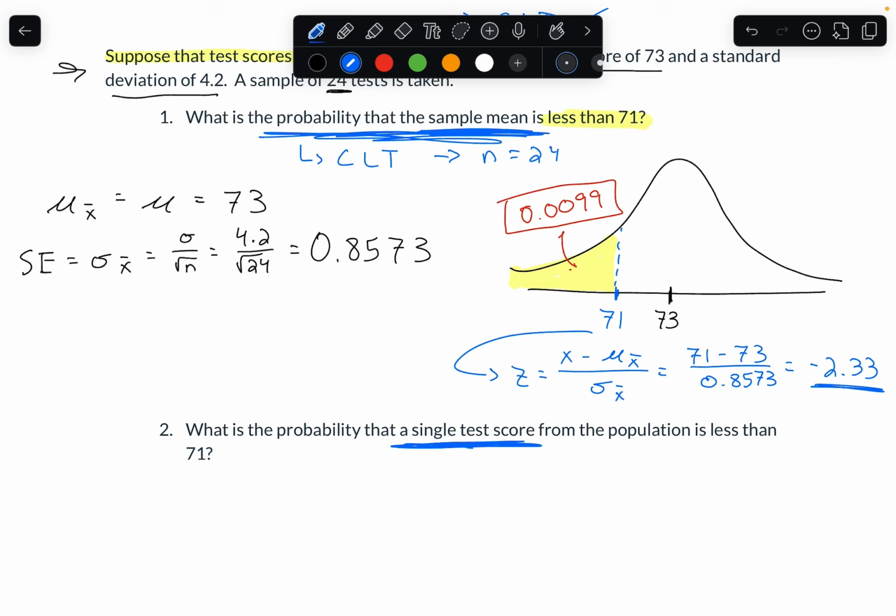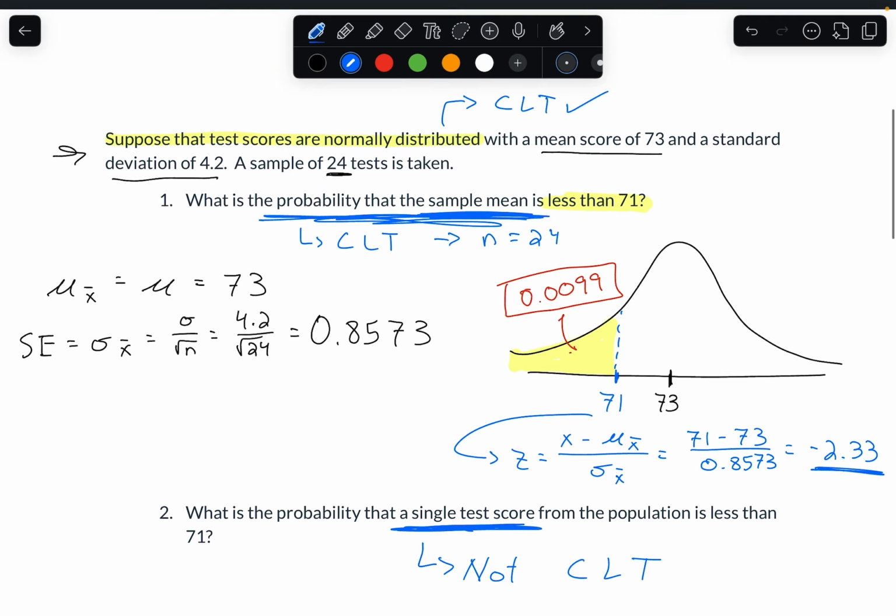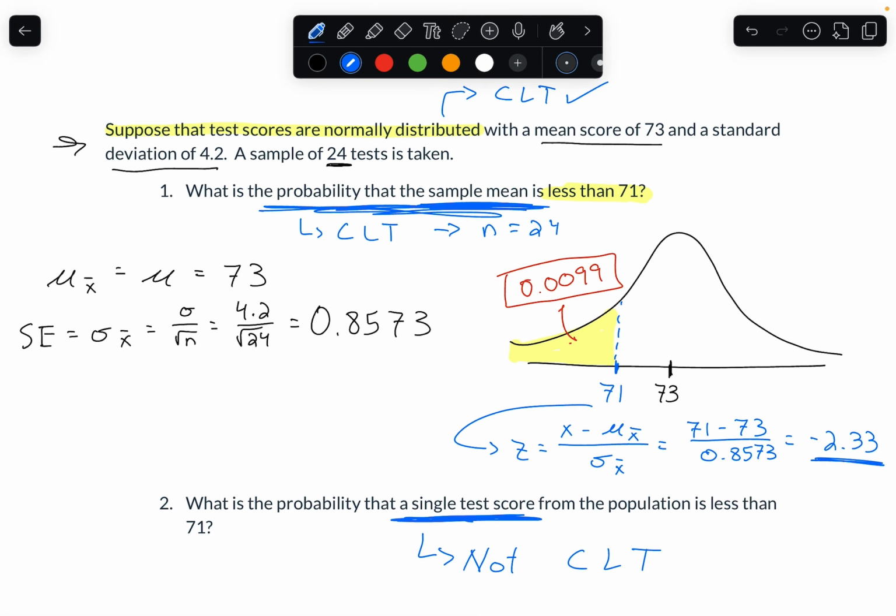This is really important because anytime we talk about that probability of a sample mean being less than or greater than some value, we probably need to use the central limit theorem to answer that question. Here we're not. Here we're just talking about a single test score, which means that this is not a central limit theorem question. Well, if it's not a central limit theorem question, how do we answer that? Well, we kind of just have to hope in this case that our underlying population is normally distributed.